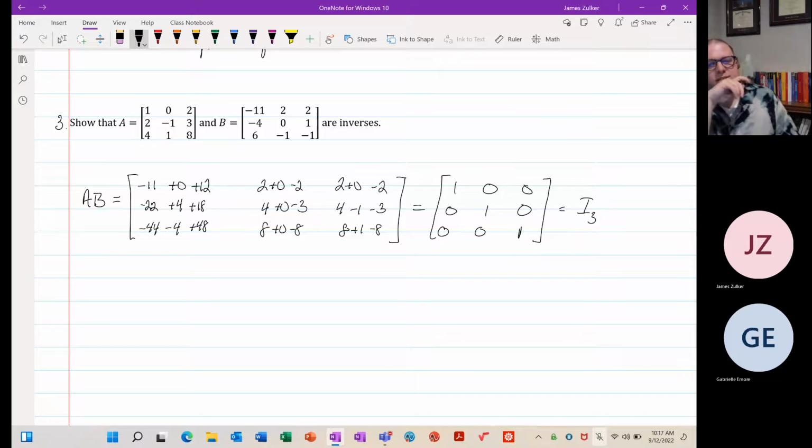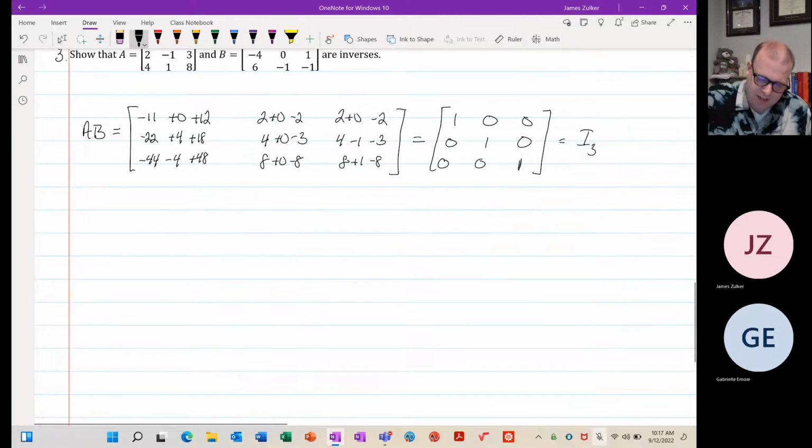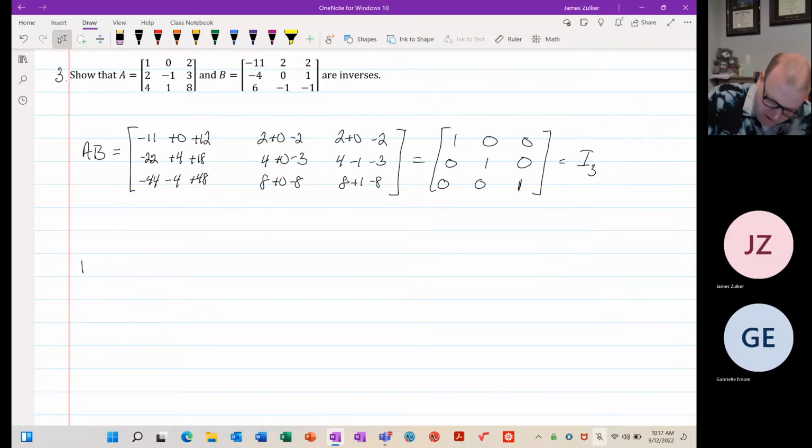All right, that's I3, the 3 by 3 identity. So that checks out. Now we just have to do B times A. Right, so now we do row 1 of B, column 1 of A, right? So it's row of B by column of A.